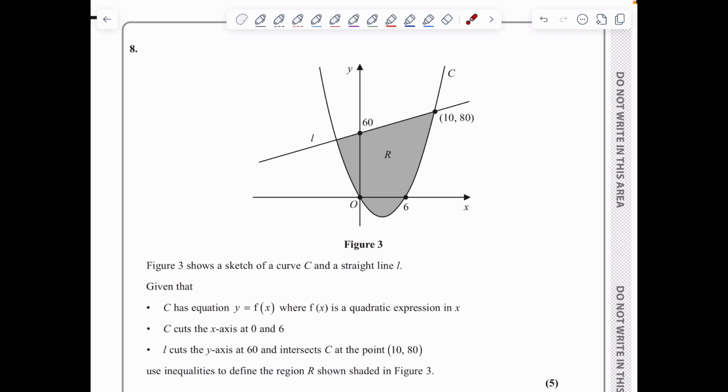In question 8, we are given a sketch of the curve C shown here and the straight line L. We are told that the equation of C is y equals f of x, where f of x is a quadratic expression in x. Additionally, we can see that the curve cuts the x-axis at 0 and 6, and the line L cuts the y-axis at 60, and it's intersecting C at the point 10, 80. We need to use inequalities to define the region R, shown shaded in figure 3.